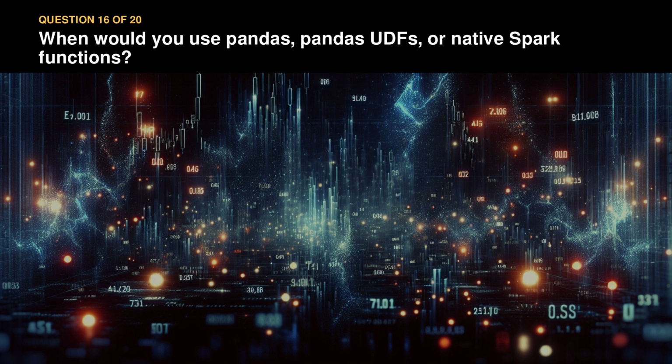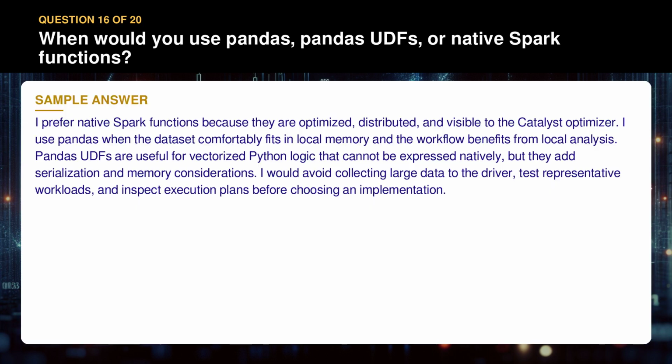Question 16. When would you use pandas, UDFs, or native Spark functions? I prefer native Spark functions because they are optimized, distributed, and visible to the Catalyst optimizer. I use pandas when the dataset comfortably fits in local memory and the workflow benefits from local analysis. Pandas UDFs are useful for vectorized Python logic that cannot be expressed natively, but they add serialization and memory considerations. I would avoid collecting large data to the driver, test representative workloads, and inspect execution plans before choosing an implementation.